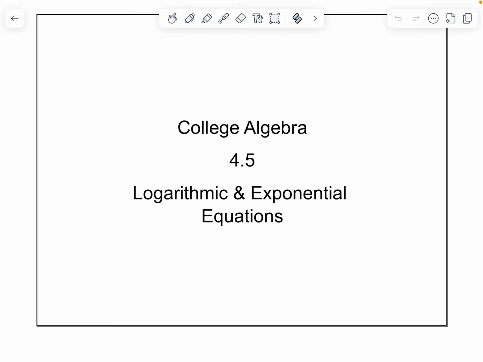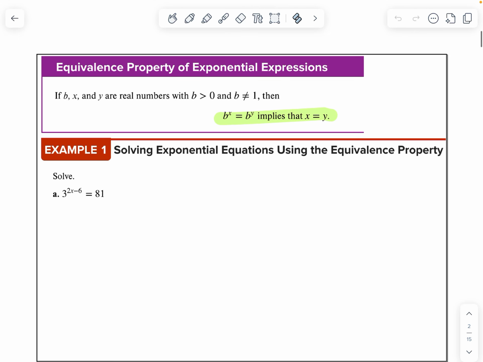All right, this is our last section, in which we're going to be talking about logarithmic and exponential equations. Today we're trying to take the properties that we learned in the last two classes, the properties of logarithms and exponents, and use those to solve some equations. Some more general rules, right?